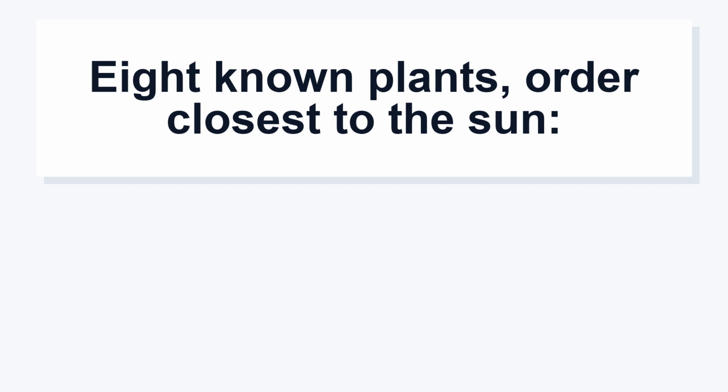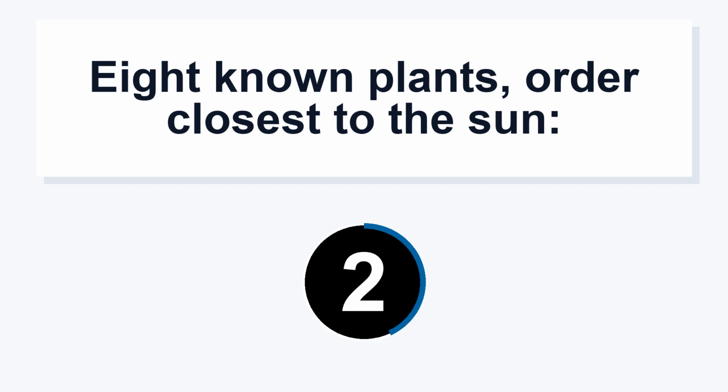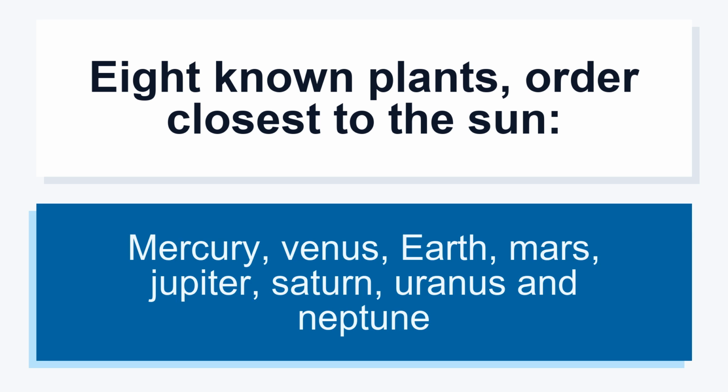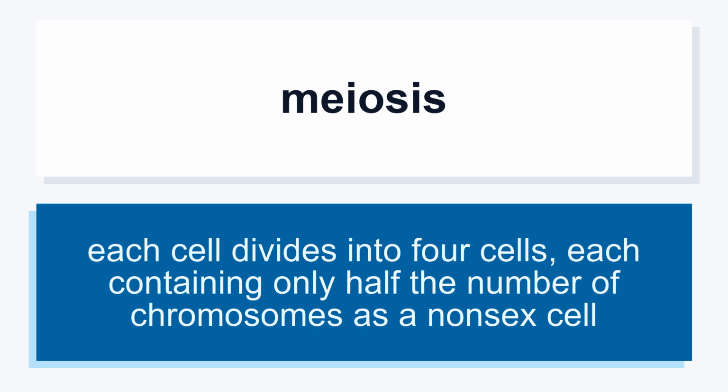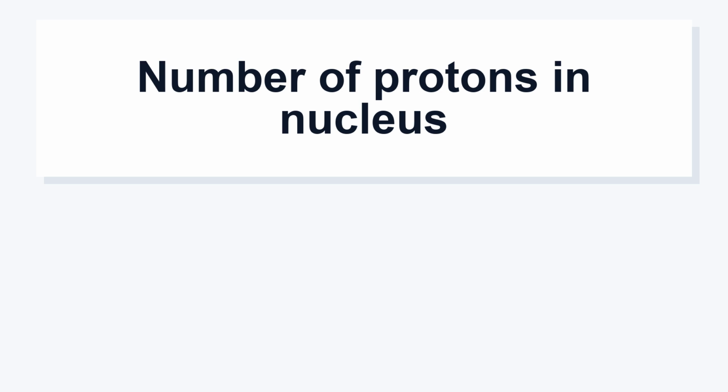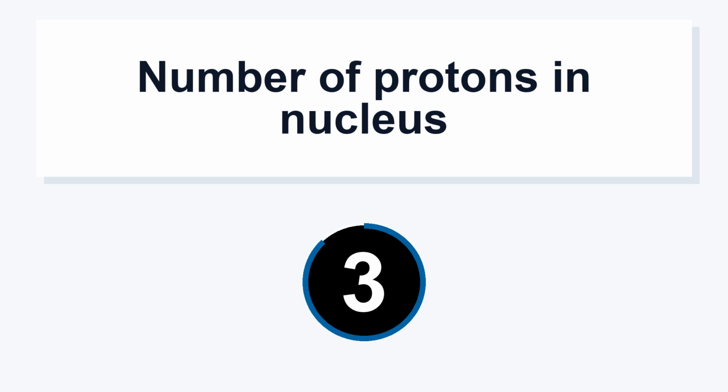Eight known planets, in order closest to the Sun: Mercury, Venus, Earth, Mars, Jupiter, Saturn, Uranus and Neptune. Meiosis: each cell divides into 4 cells, each containing only half the number of chromosomes as a non-sex cell. Number of protons in the nucleus equals the atomic number.